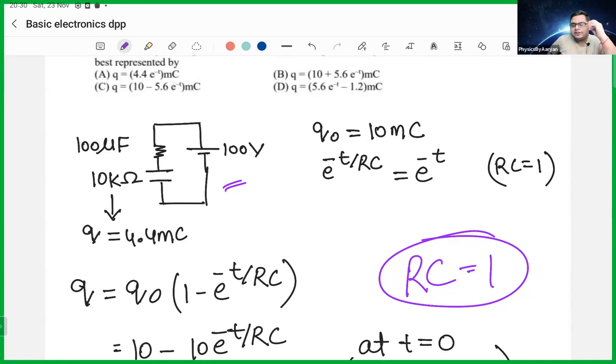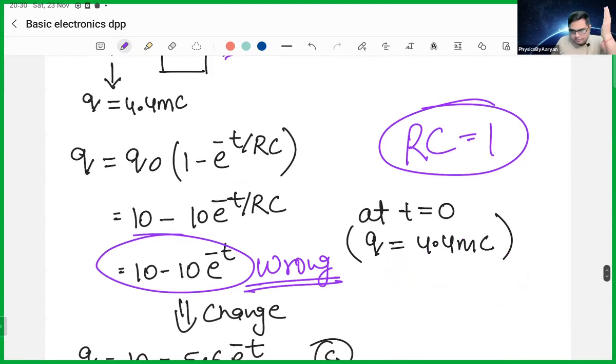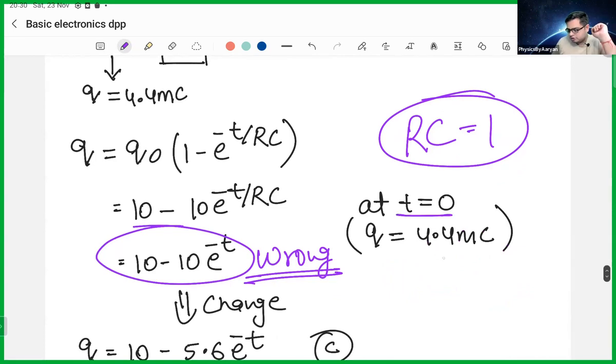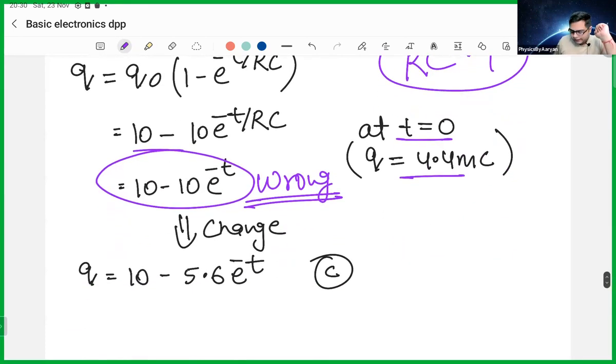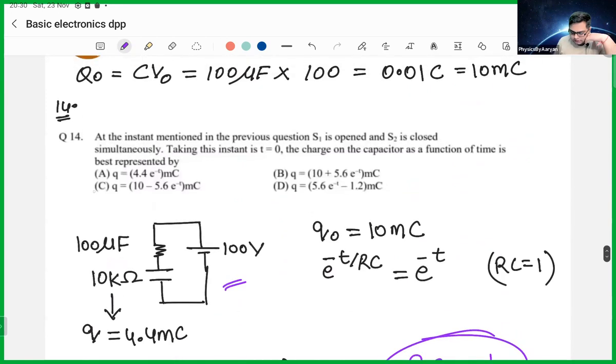So how will I change it? I will change it using the boundary condition. All I need to do is change my equation a little bit, and that I can do using the boundary condition. So what is the boundary condition? The boundary condition says at time t equals 0, charge should be 4.4. So if I write this equation like this, you can check that your equation will be satisfied. If you put time 0, 10 minus 5.6 will be 4.4. Hence my boundary condition is satisfied. So that is why option number C is the best option in this case.